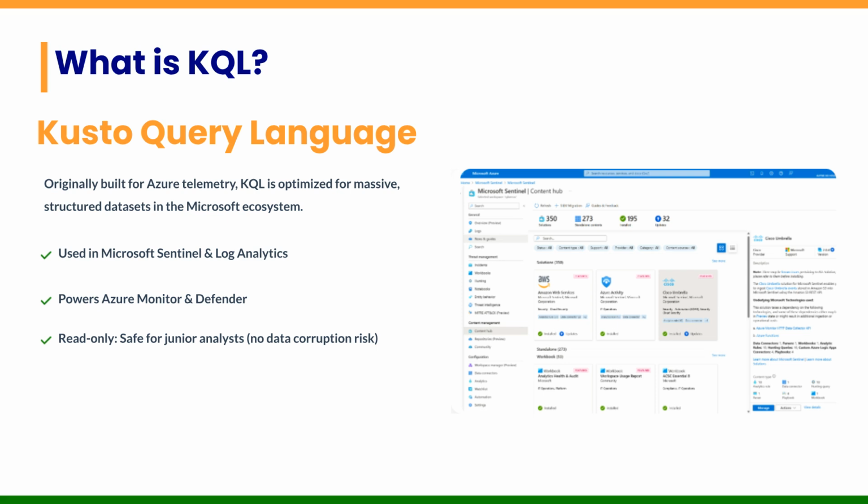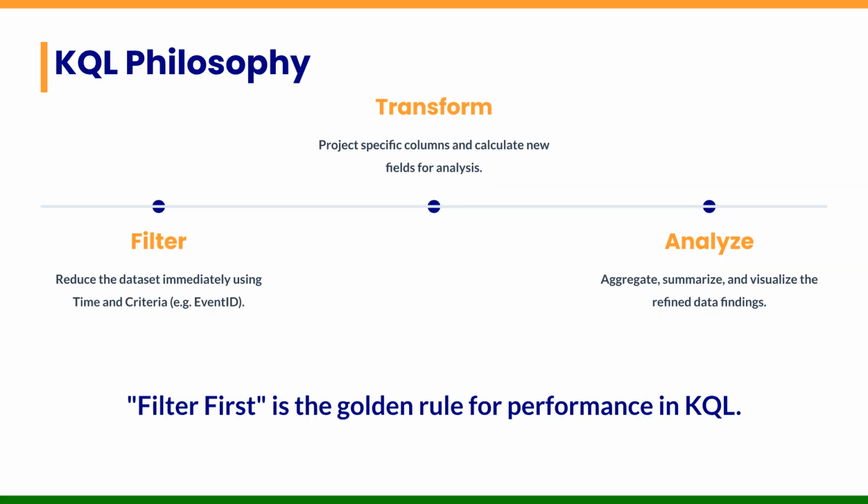KQL, or Kusto Query Language, was originally built for Azure telemetry. It's optimized for massive, structured data sets within the Microsoft ecosystem, used in Microsoft Sentinel and Log Analytics, and is read-only, which makes it safe for junior analysts. The KQL philosophy emphasizes filter first for performance. The steps are to filter to reduce the dataset, transform to project specific columns, and then analyze the refined data findings.